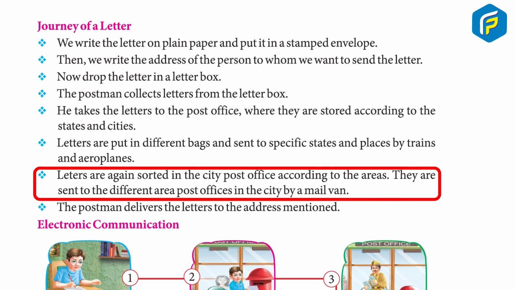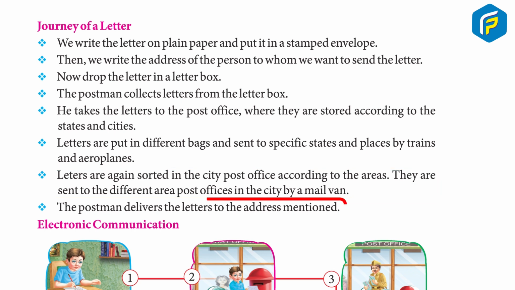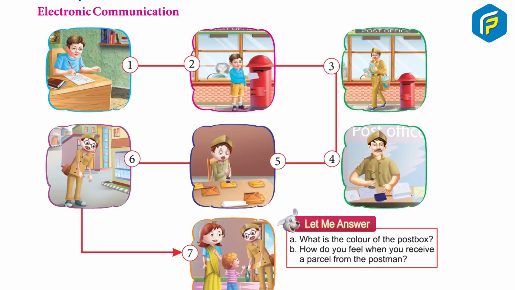Letters are again sorted in the city post office according to the areas. They are sent to the different area post offices in the city by a mail van. The postman delivers the letters to the address mentioned.